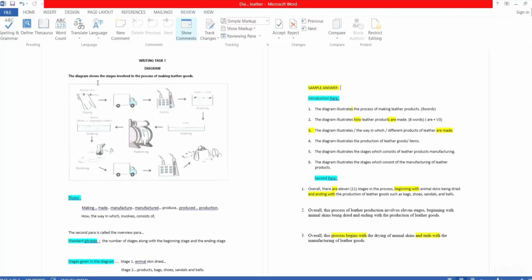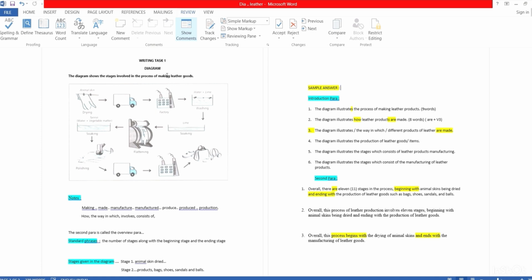Diagram question. The diagram shows the stages involved in the process of making leather goods. This is the question. You are supposed to rewrite the same question, which is your introduction paragraph here. And to rewrite that, let's understand the different ways of paraphrasing it.